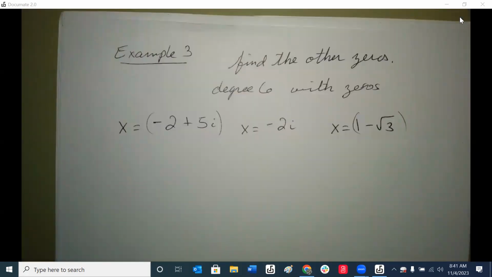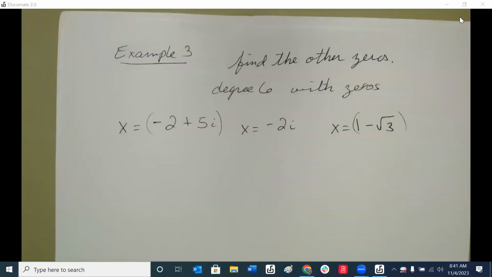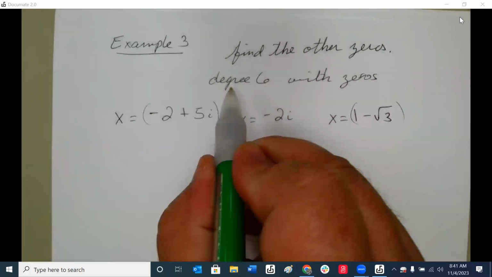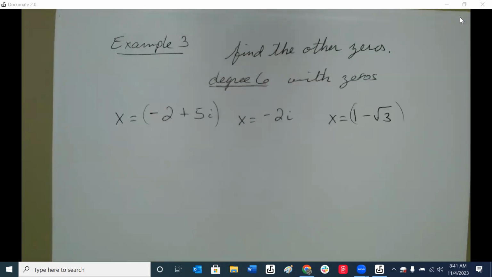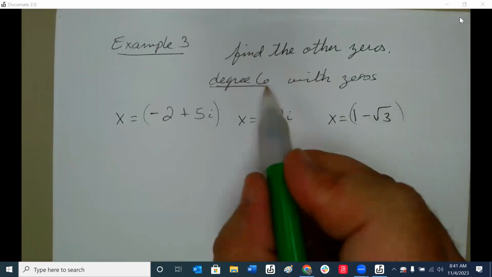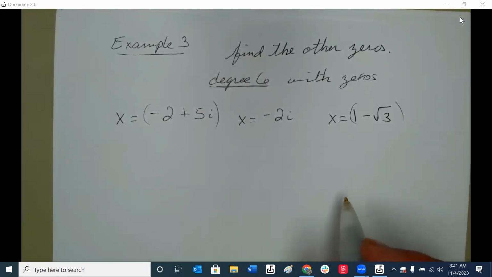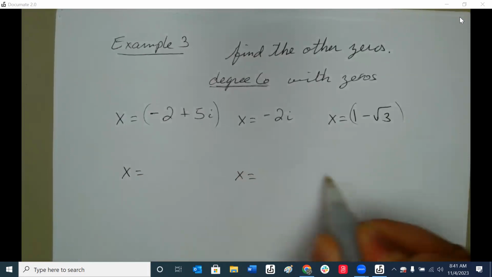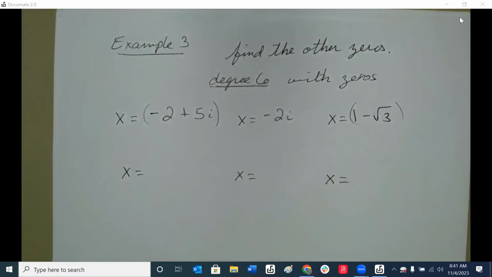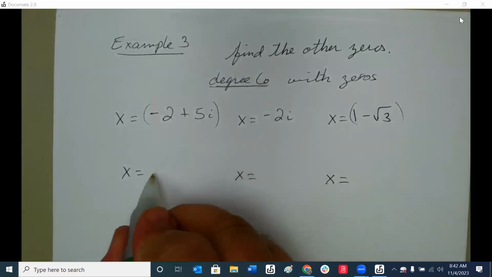So it's degree 6, which tells us what? We have 6 solutions. We only have 3 solutions here. So we're missing 3 more. What are the other 3? What are they? Oh, it's negative 2 minus 5i. Very good.